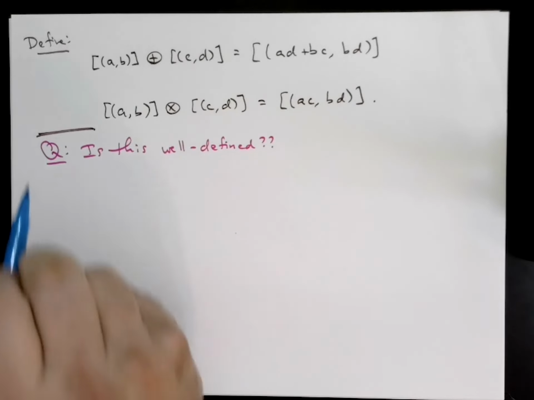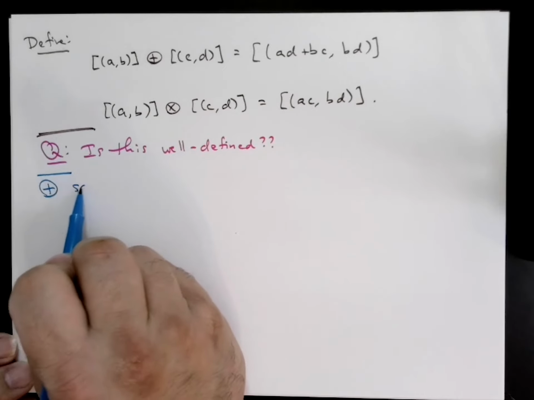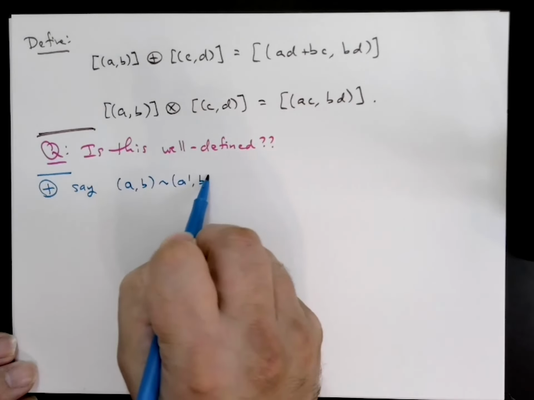The idea being that (A, B) and (A', B') are two different representatives of the same equivalence class. By definition, this is true only if AB' equals A'B, and of course (C, D) relating to (C', D') says CD' equals C'D. We want to show that (AD + BC, BD) is equivalent to (A'D' + B'C', B'D'). That's what it means to be well defined.